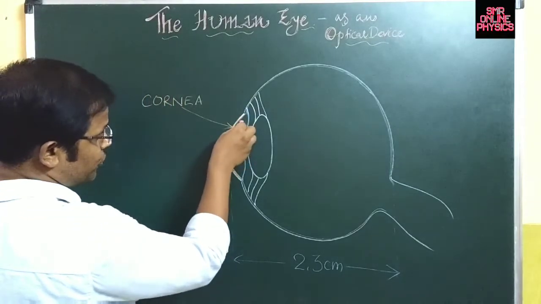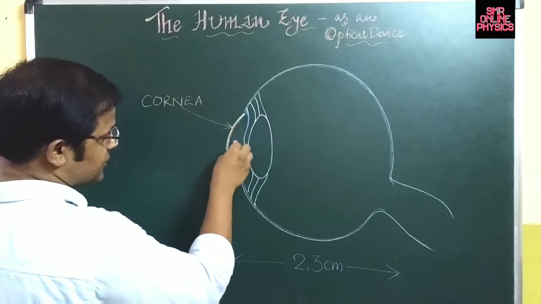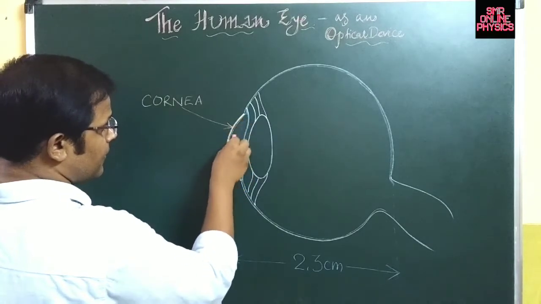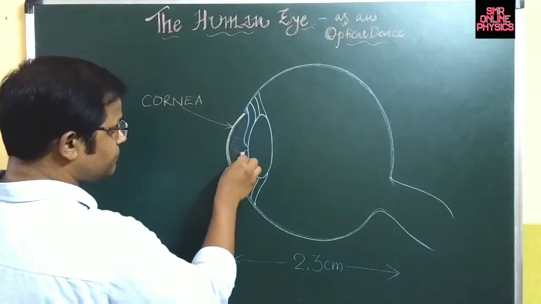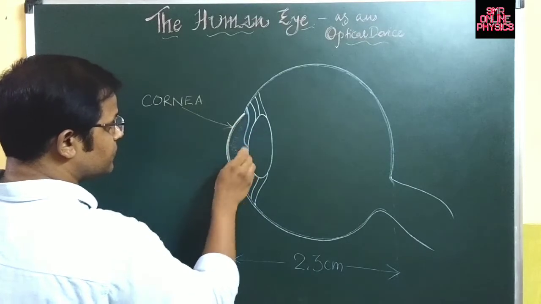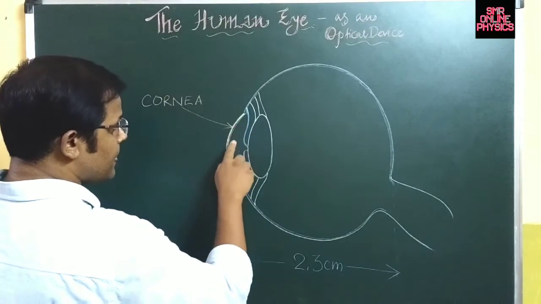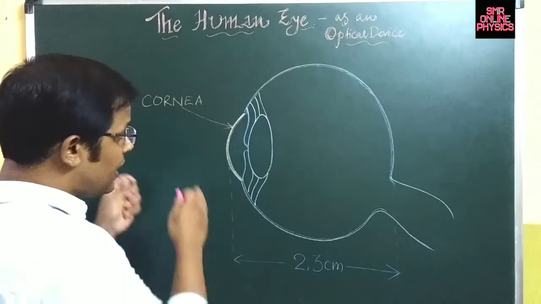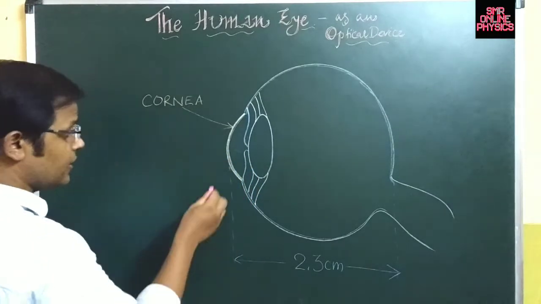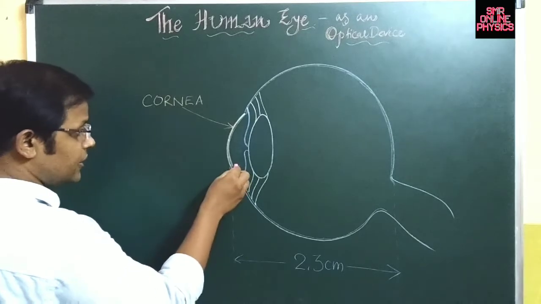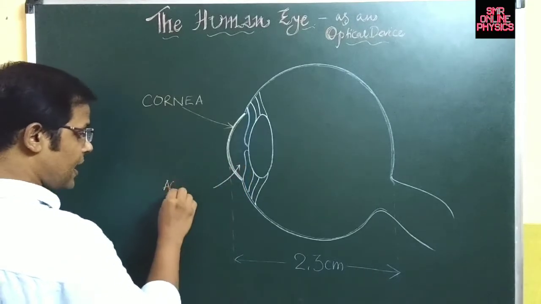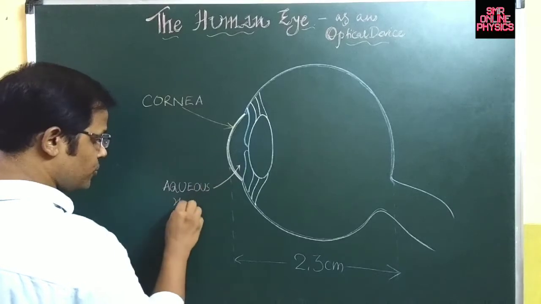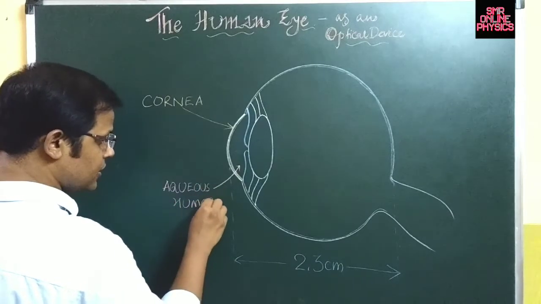Before reaching the pupil, our nature has designed us in such a way that you get to see a very transparent fluid as soon as we cross the cornea. So let me name this fluid. This fluid is called aqueous humor. Aqueous humor is the name of this fluid.